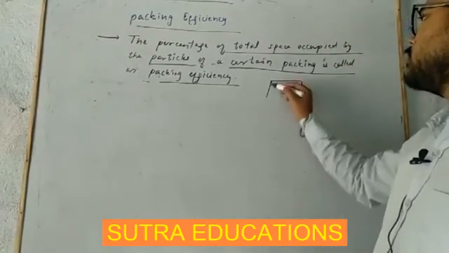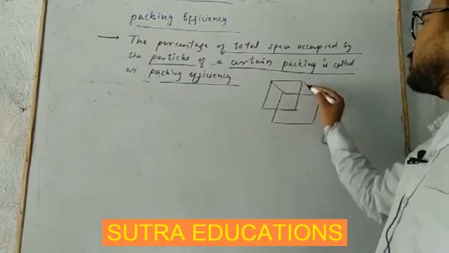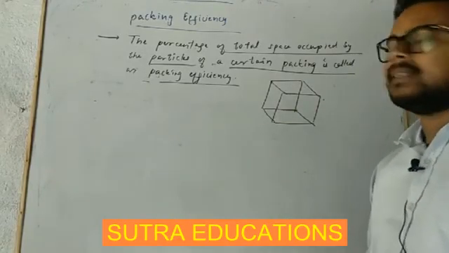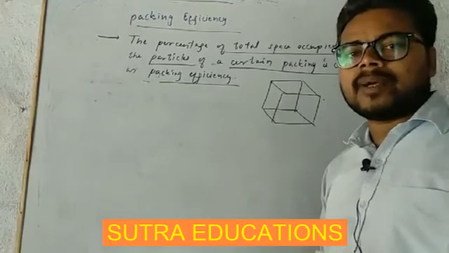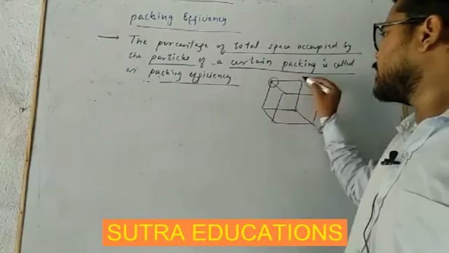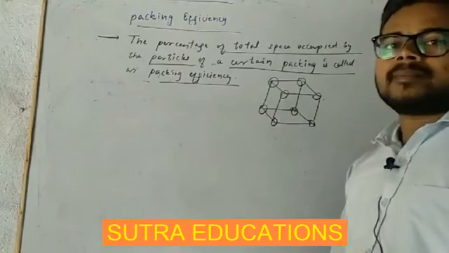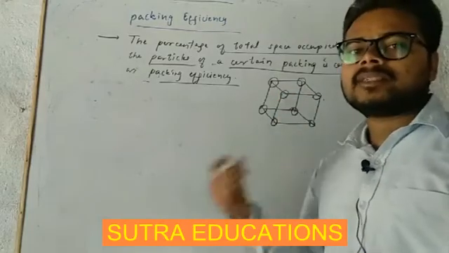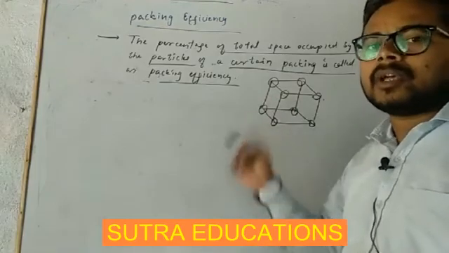Means if it is a unit cell, then we know the space in the unit cell is occupied by the atoms present. So let atoms be present. Means these atoms will have some volume, and that unit cell is also having some volume.